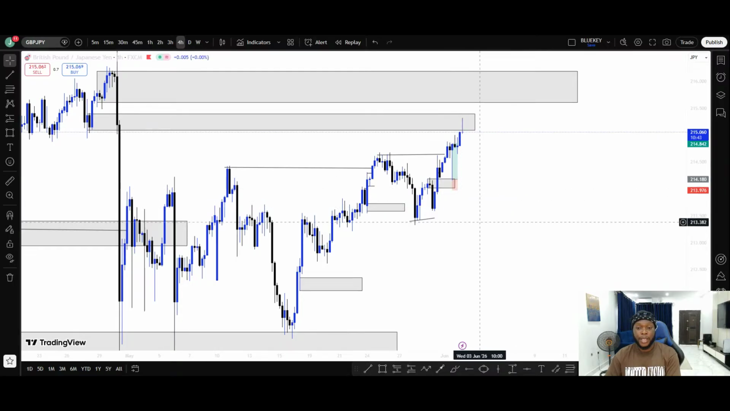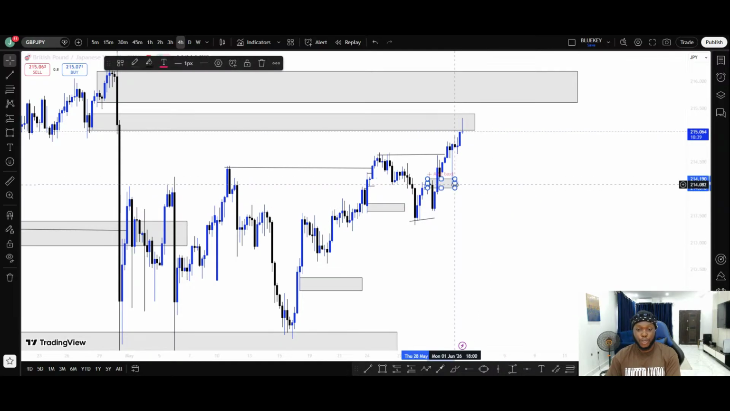This particular area, let me delete this. This particular area, we have this touch, but this is more like what they call a touch again.